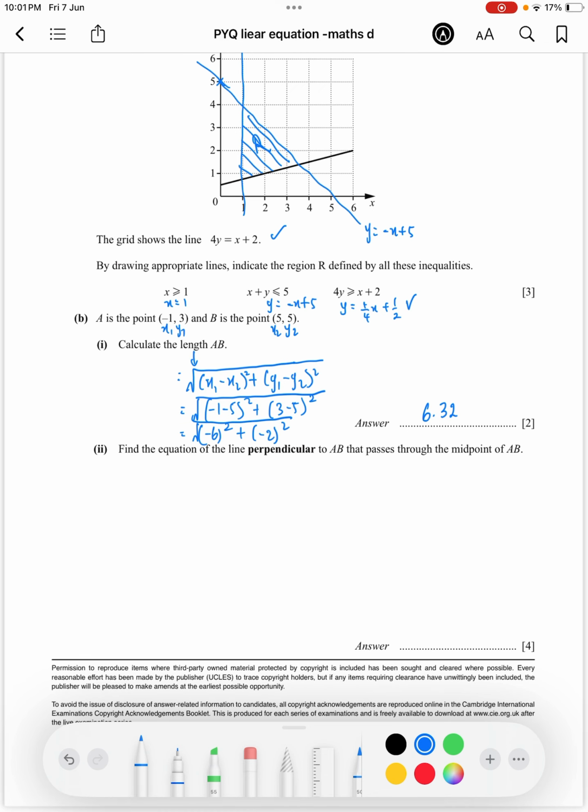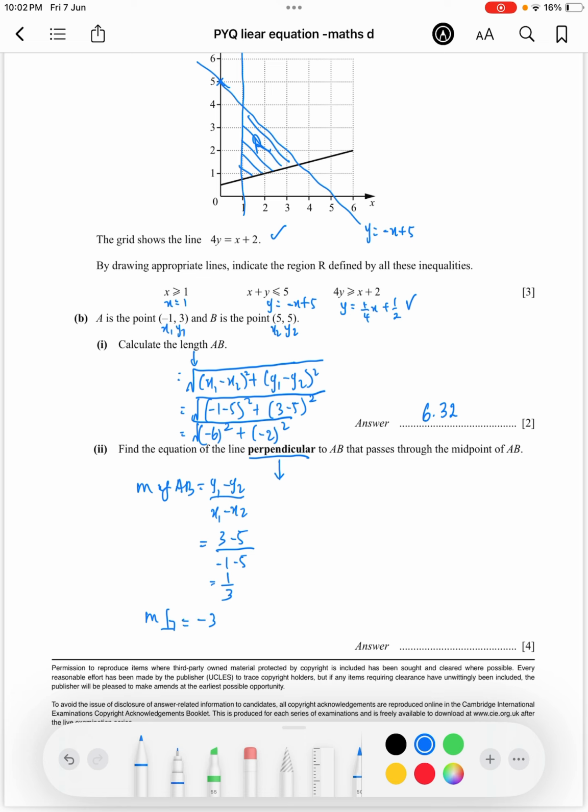Okay, last one, find the equation of the line perpendicular to AB and passes through the midpoint. It says here perpendicular, that means we need to find the gradient of AB first. That is (y1 minus y2) over (x1 minus x2) using the same label. Work out the gradient. So that would be minus 2 over minus 6. That means 1 over 3. That means the gradient of the perpendicular line would be minus 3.